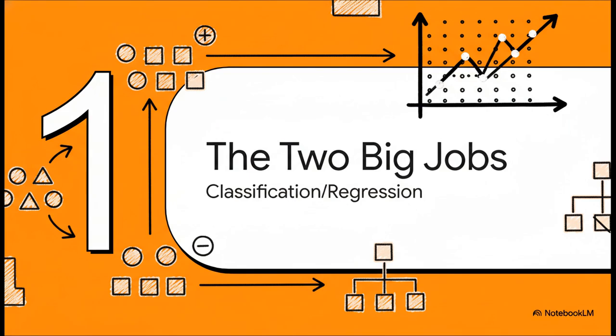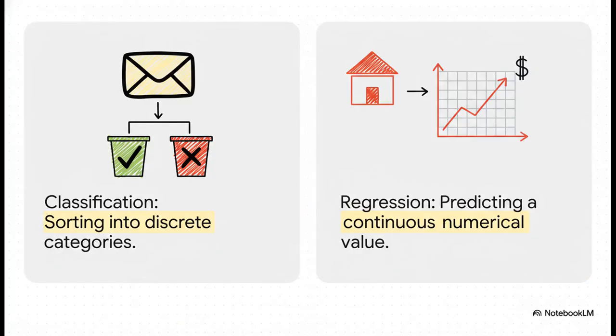Now, this one powerful technique is basically used to do two main types of jobs. And depending on what you're trying to predict, you're going to use one of two different approaches, either something called classification or something called regression. And honestly, the difference is pretty simple.